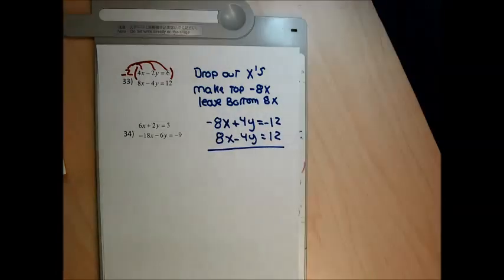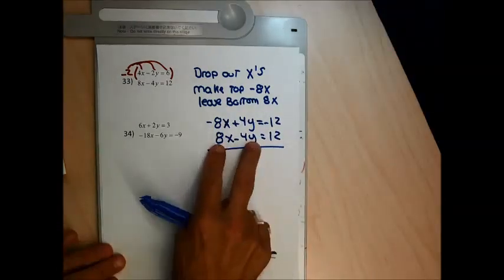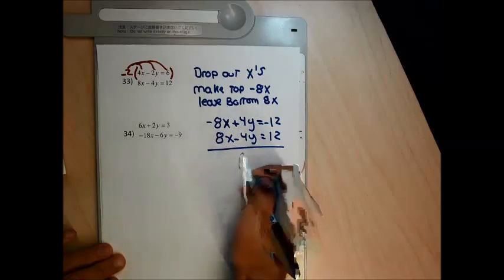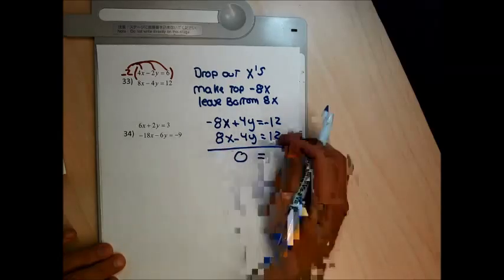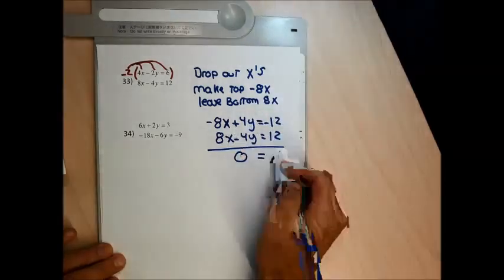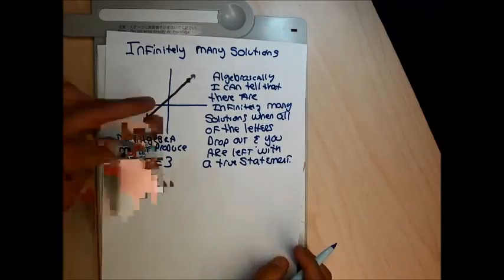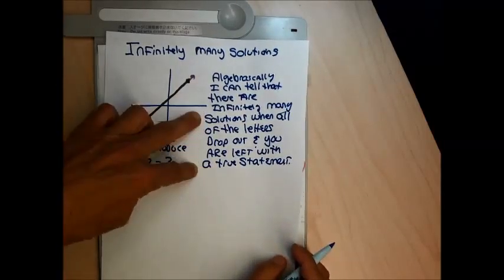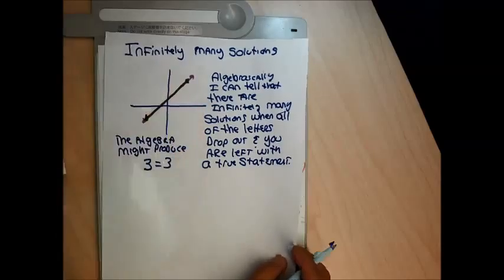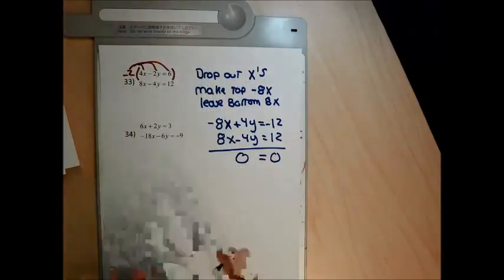Now I'm going to add the equations together. Both the x's and the y's cancel on the left side, so you get a 0. And the numbers on the right side cancel, and you get a 0. If all the letters drop out, and you're left with a true statement, there's infinitely many solutions. There's technically a really nice way to write that, but let's just say there's infinitely many solutions.